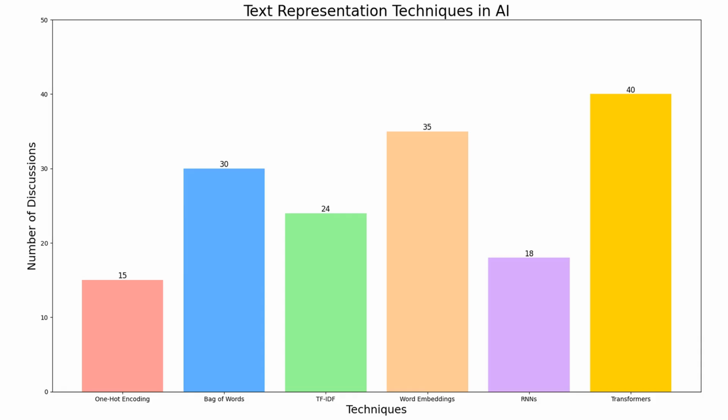From what we can gather, contemporary discussions really emphasize contextual, dense representations, especially when it comes to transformers and embeddings, while those traditional methods still hold some relevance, albeit with fewer mentions overall.